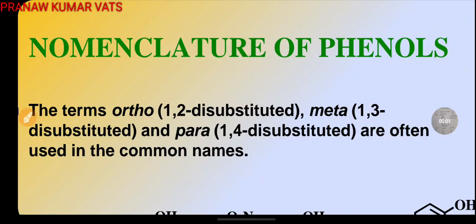Good morning, everyone. Today we are going to study nomenclature of phenols. The terms ortho 1,2 disubstituted, meta 1,3 disubstituted, and para 1,4 disubstituted are often used in common names.